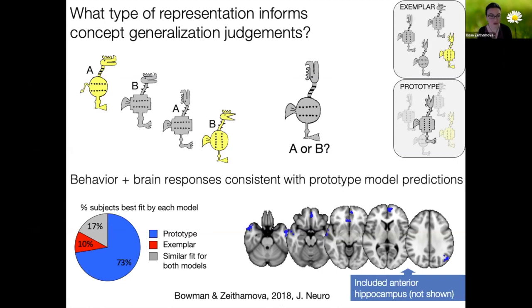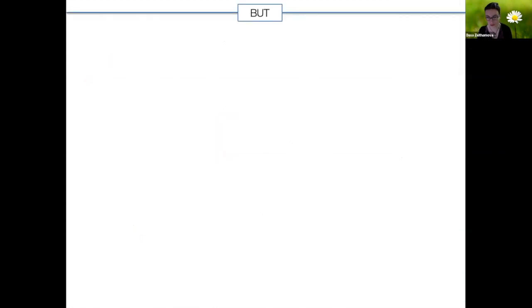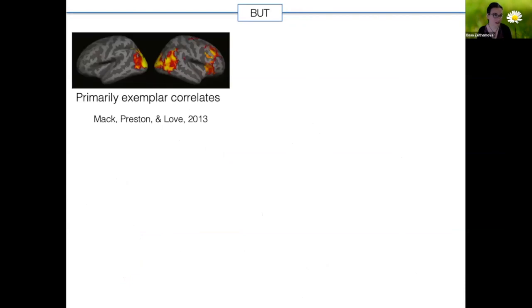So no, despite this encouragement that memory integration works in categorization as well, I feel that it's more complex, as usually is. There is at least one prior study that looked at prototype and exemplar models in categorization, and contrary to our result, they found primarily exemplar correlates.